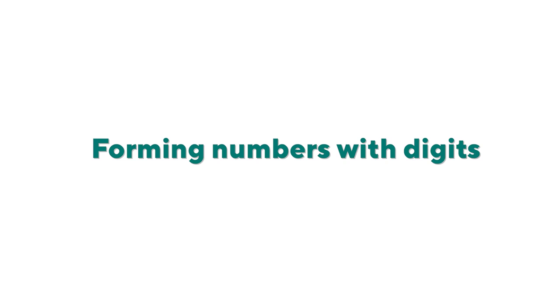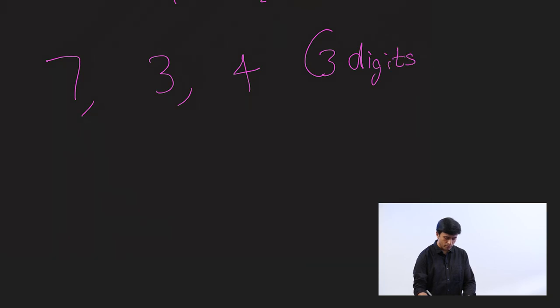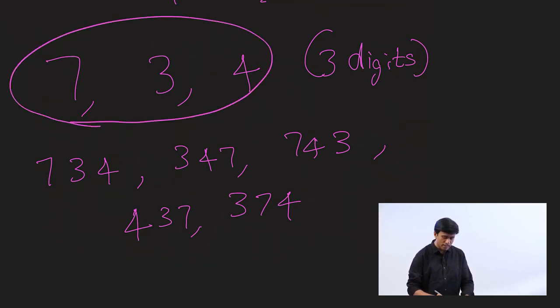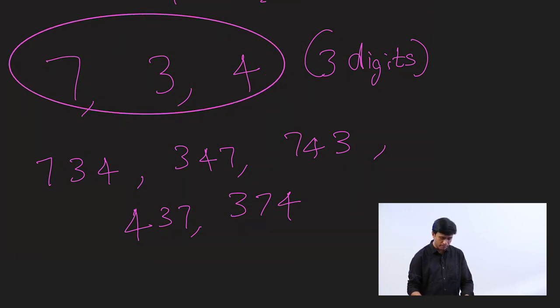Now let's talk about how we can form numbers with the given digits. Let's say you have 7, 3, 4. 3 digits are given. How many numbers can you make with these 3 digits? Let's try. 7, 3, 4 is one number. 3, 4, 7, 7, 4, 3, 4, 3, 7, 3, 7, 4. You see, look at all the 3-digit numbers you can make using these 3 digits that are given.